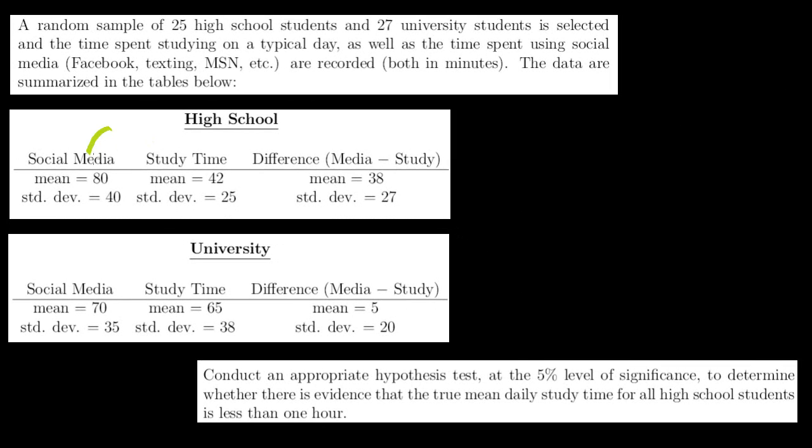We have the social media, the study time, and the difference between the social media's mean and the study time's mean for the high school students, equaling 38. Same thing for the standard deviation here. And then we also have that for the university section.